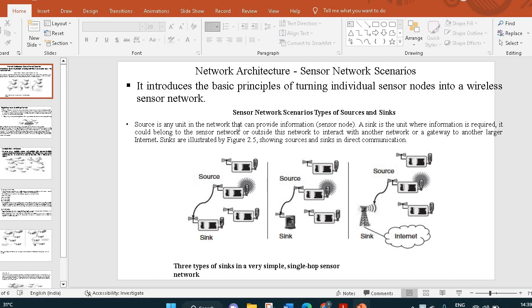The source is any unit in the network that can provide information. The sink is the unit where information is required. It could belong to the sensor network or be outside the network, to interact with another network or a gateway to another larger network. Sinks are illustrated in the following figure, showing sources and sinks in direct communication.